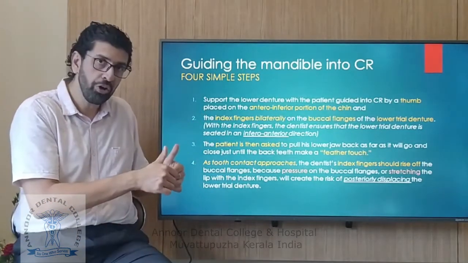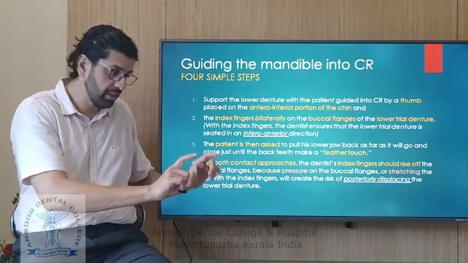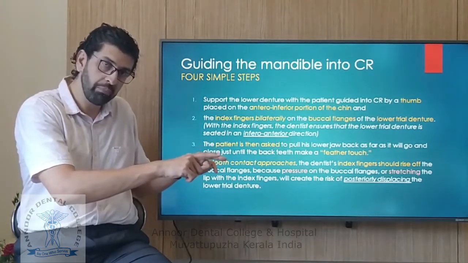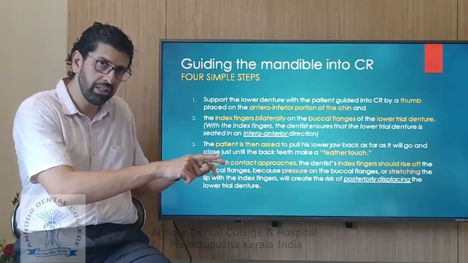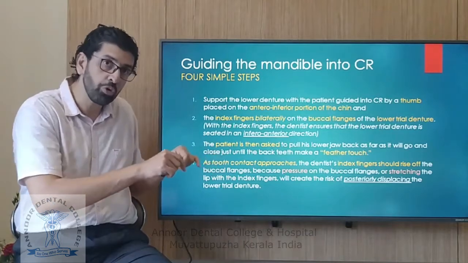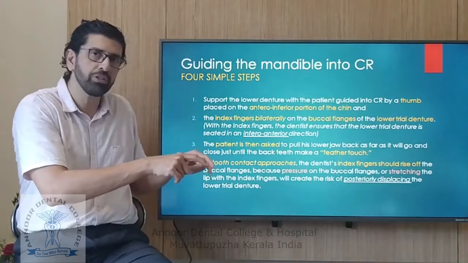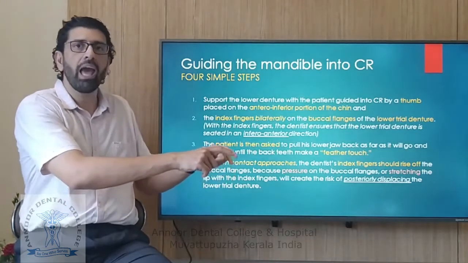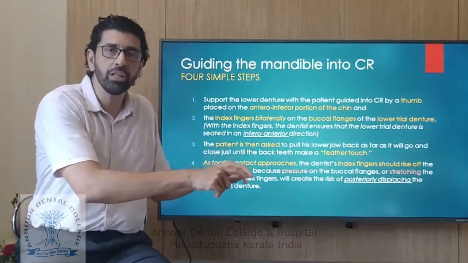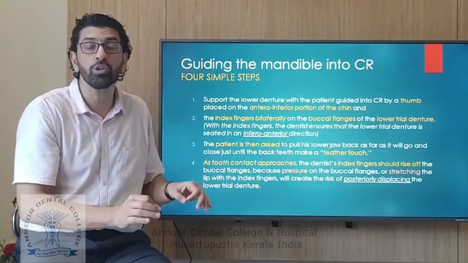Okay, so you've got your finger position, inferior anterior, with your index finger inside the buccal flange of the lower trial denture, keeping the denture from being pushed off backward, in an anterior inferior direction. Then ask the patient, okay, now go back and close your mouth gently until you come to a feathered touch contact of your back teeth.